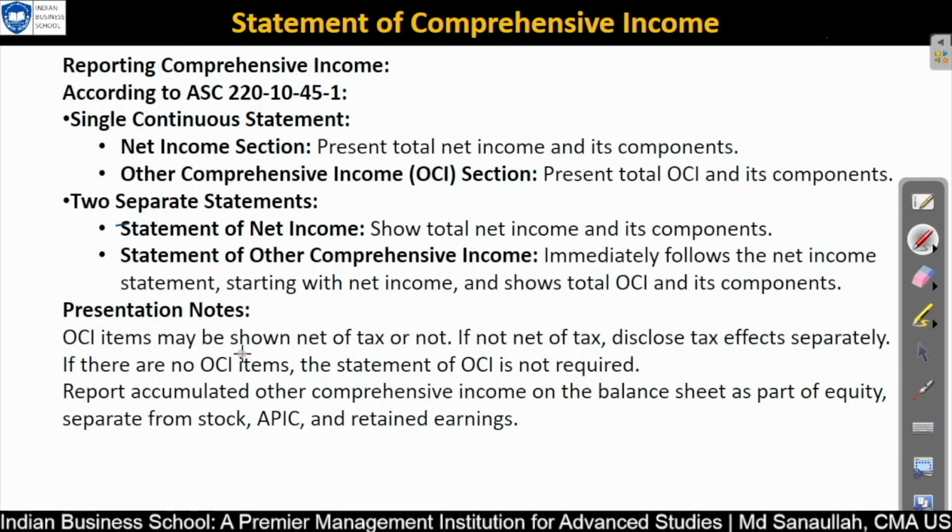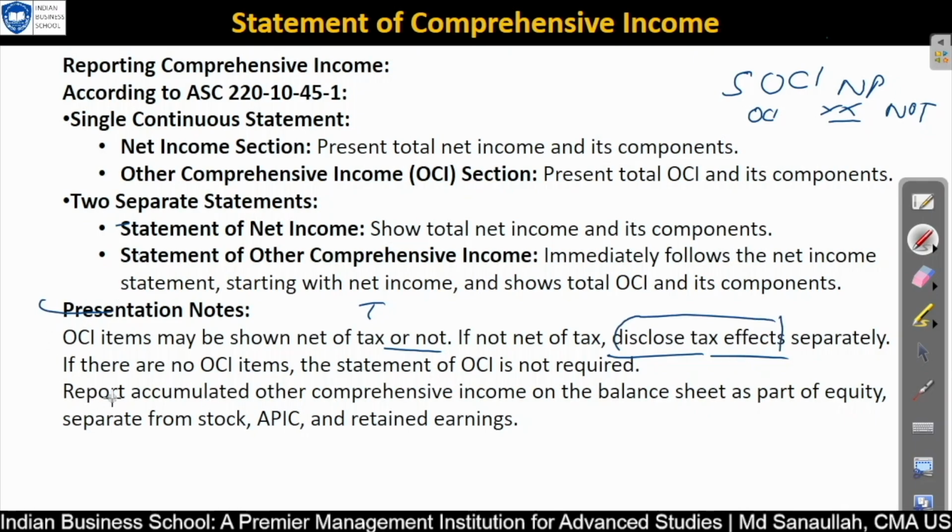Presentation notes: OCI may be shown net of tax or not. In the statement of OCI, if you are showing net income and then OCI, whatever value you are showing is either net of tax or not net of tax. If it is net of tax, then you don't need to specifically mention in the disclosure regarding the tax effect. If you are showing without tax and not considering tax, then you have to disclose those. So this is the presentation point of view. How you are going to do it is guided by IFRS rules or maybe US GAAP. The same rule, I think, is being followed.